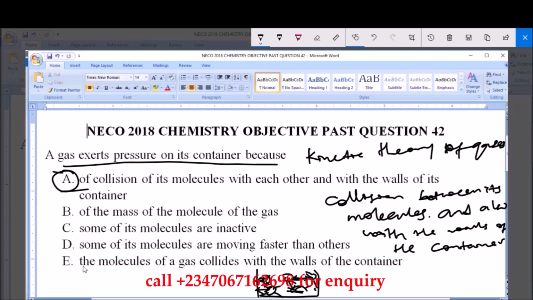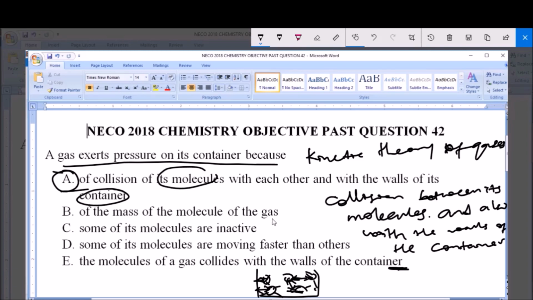Now, looking at option E, it says the molecule of gas collides with the walls of the container. Yes, this is part of it, but this is not the full reason why the pressure of gas is exerted. It's as a result of a collision with its molecules and also collision with the walls of the container. So these two reasons, and that is why option A is the correct answer. And like we know, mass of gas is usually negligible. And they say some of its molecules are inactive. No, gas molecules are always active, they are mobile. So the answer to this question is option A, collision of its molecules with each other and with the walls of the container.